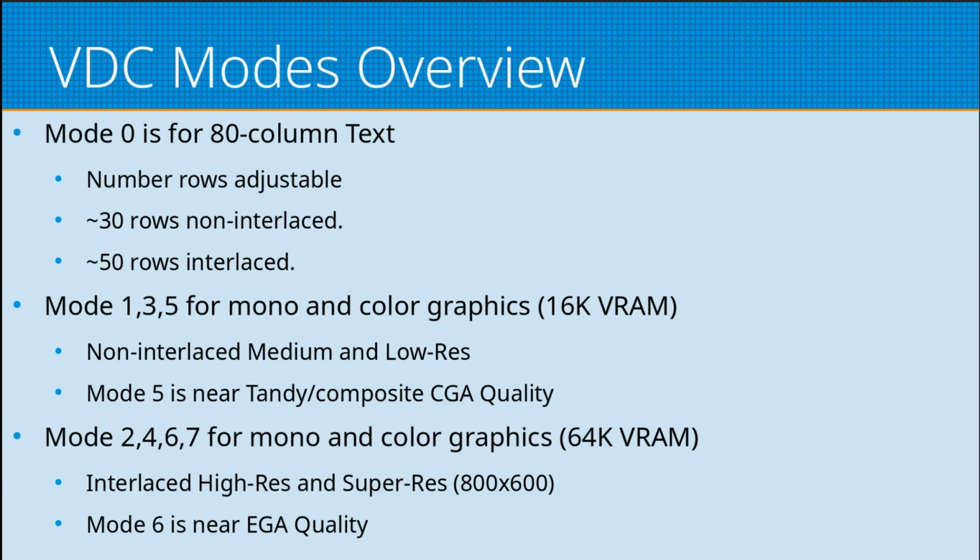Starting with mode 0, because that's the easiest to understand. We're all familiar with that. Really the only thing that you would want to adjust with mode 0 is the number of rows of text that is displayed. So the VDC can display around 30 rows of text in progressive scan and up to around 50 rows in interlace mode.